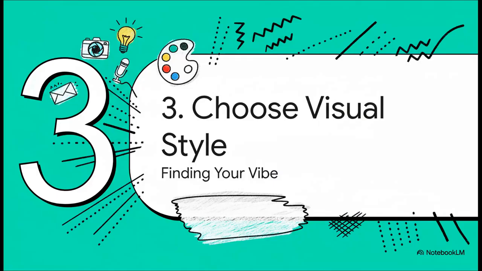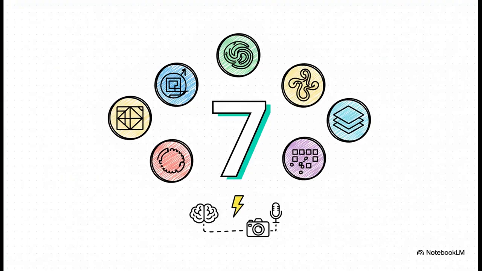Okay, so you've picked your format. Now for the fun part: choosing your visual style. This is all about finding the right vibe and injecting some real personality into your project. And you've got options. Specifically, 7 distinct visual styles to choose from. Each one is designed to give your content its own unique and really consistent look.